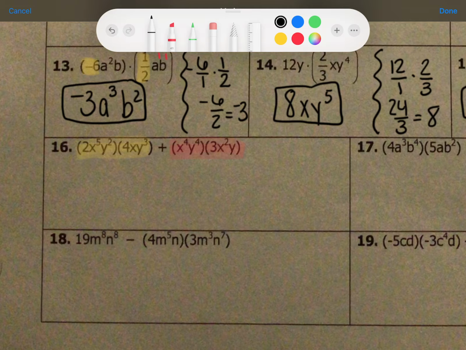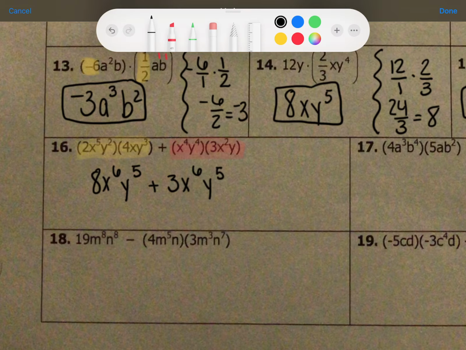So the first half of this problem, 2 times 4 is 8. Add the x's and add the y's. Okay, so make sure you add the exponents on each of those letters. Plus 3 times, there's no coefficient on that first term, so it's just a 3, because 3 times 1, if you want to imagine a 1 there. Add your x's, and then add your y's.